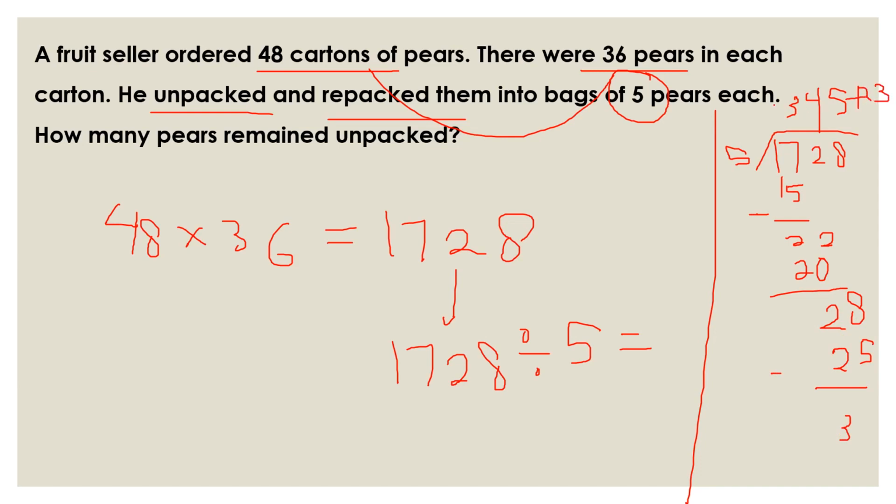So the question is, how many pears remained unpacked? So the answer is 345, remainder 3. So that's why 3 pears remained unpacked.